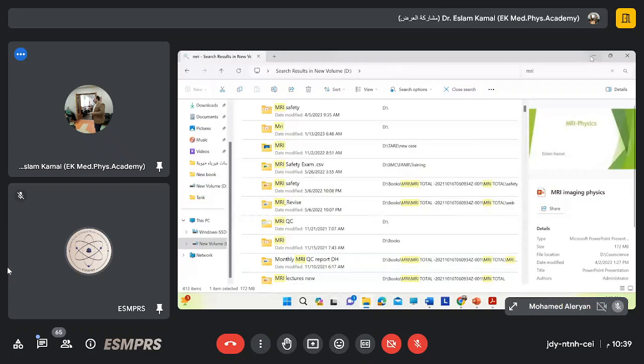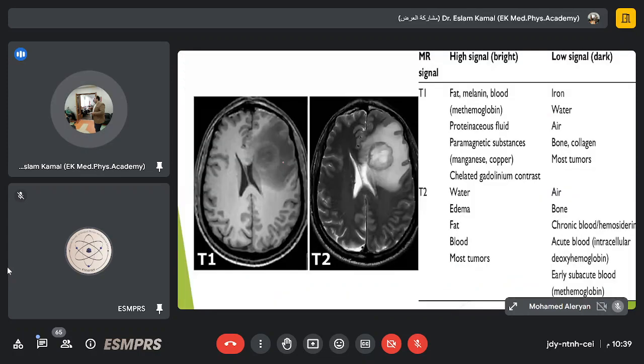As you can see here on the left side, you will find the T1 weighted image. This is our tumor and the edema around the tumor. Now all fluids appear in dark signal, while the fat itself appears as bright signal. So why does fat appear as bright signal?